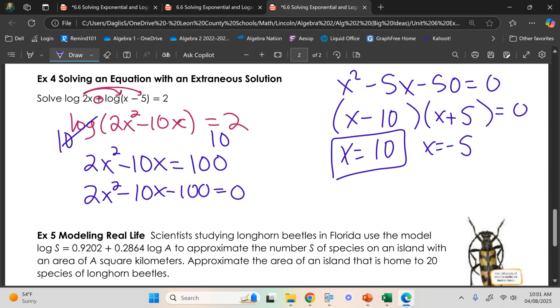How about negative 5, though? What's 2 times negative 5? Negative 10. It already is bad. But if you plug it into the next one first, log of negative 5 minus 5, that's also negative 10, right? So that's also bad. So this guy cannot do it. This is our extraneous solution.